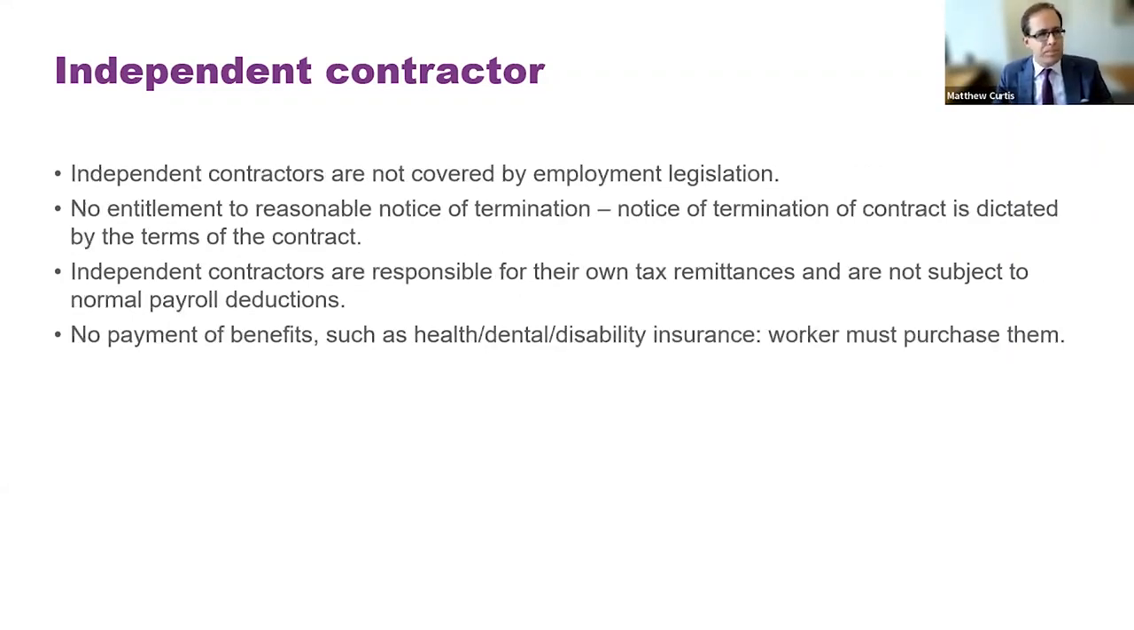Next slide. At a high level, independent contractors are not covered by employment standards legislation. That's very important. They're not entitled to reasonable notice of termination. The termination is what's in the contract, and not what's judge-assessed or what's in the Employment Standards Act. Again, independent contractors are responsible for making their own tax remittances and are not subject to the company's payroll deduction. So no CPP or EI gets removed from the pay that's provided to them. And again, there's no provision or payment of benefits. Some examples, dental and disability insurance, are for the independent contractor to obtain.